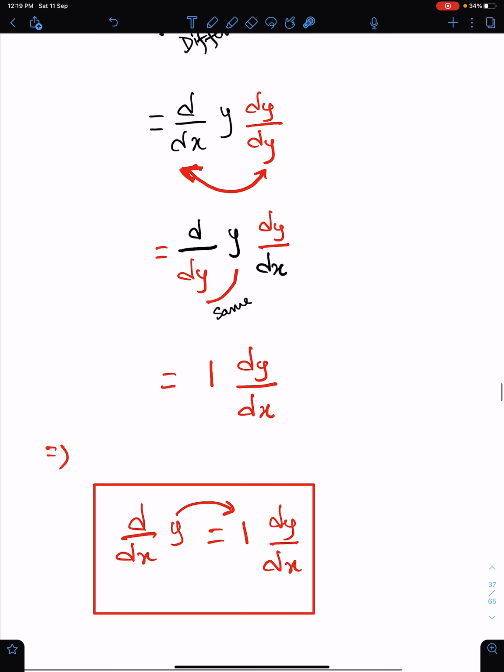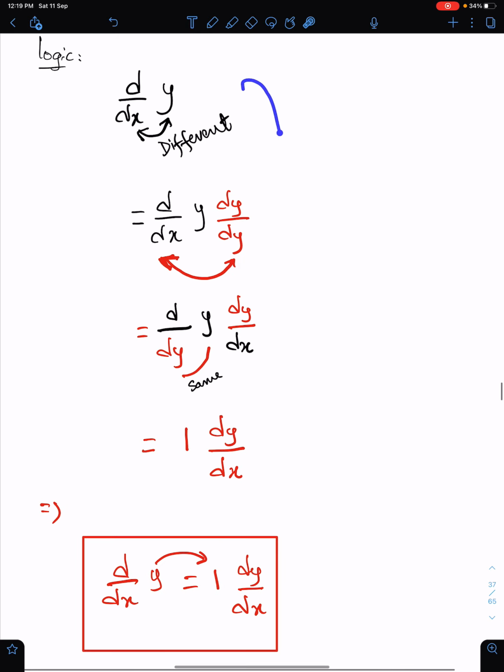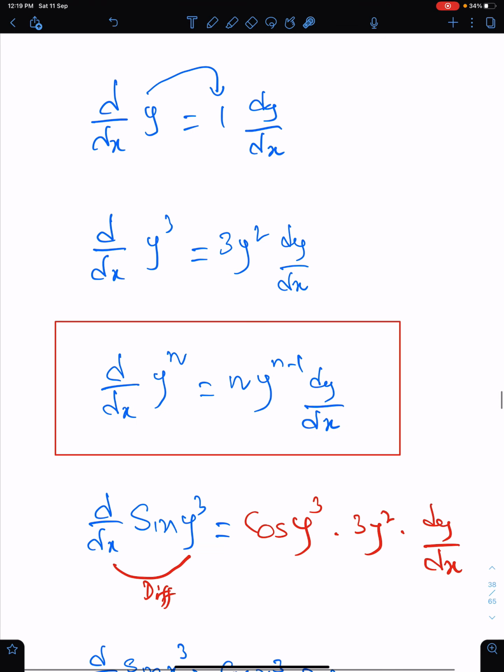That is why we have d upon dx of y is 1 times dy upon dx. We simply write this as dy upon dx. We don't mention 1, but it's logic. The logic is this. The differential of y is 1 and this is dy upon dx. This is according to this. So if you have to differentiate just y, the differential of y will be 1 and you need to multiply this with dy upon dx because this is implicit.